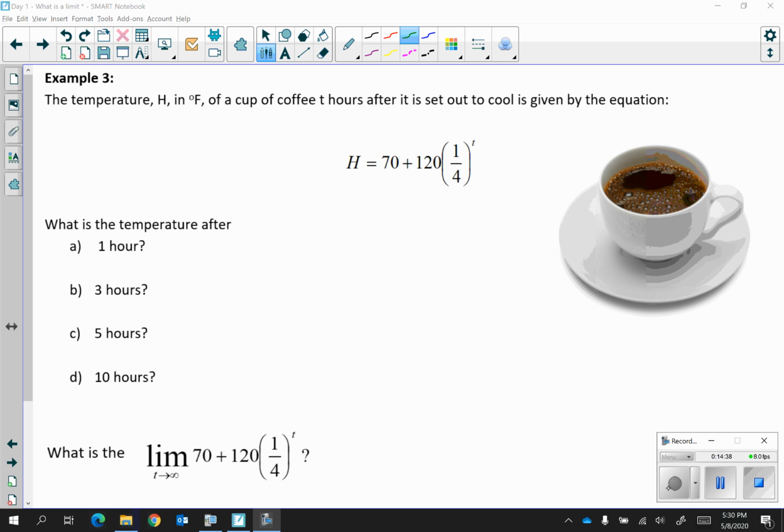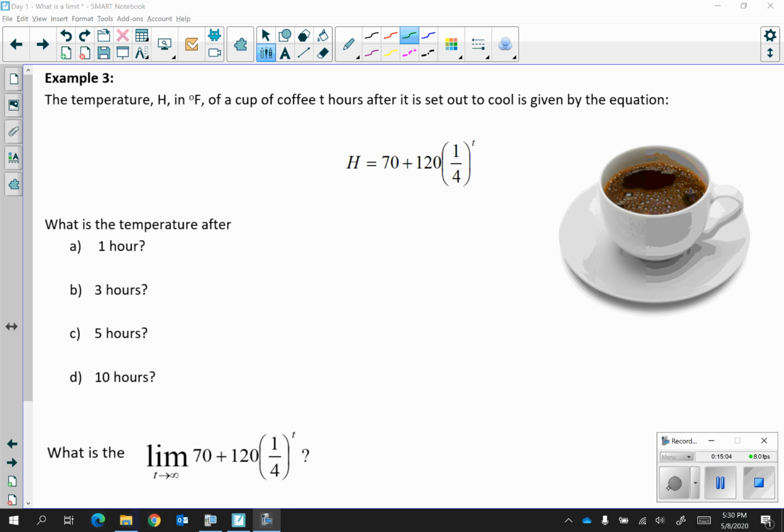If it is 90 degrees in your house, that's very hot. If it's 90 degrees outside, then your cup of coffee is going to stay at 90 degrees. If it is 65 degrees in your house, then that cup of coffee is going to cool down to 65 degrees. So when you actually do this the math way, keep that in mind.